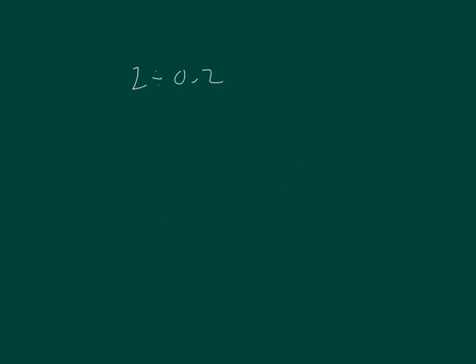Here's another problem. Let's write this as a fraction, 2 over 0.2. Let's try multiplying by 10 over 10. 2 times 10 is 20, and 2 tenths times 10 is 2. And then 20 over 2 equals 10. So 2 divided by 2 tenths is 10.